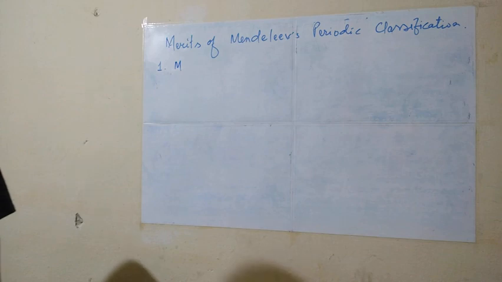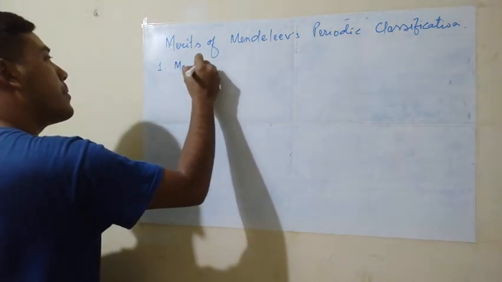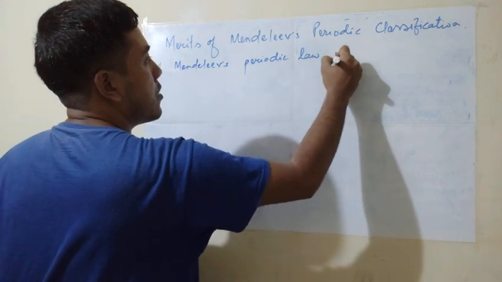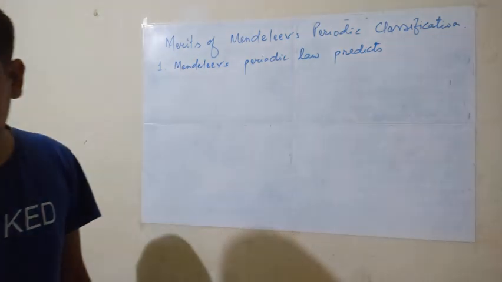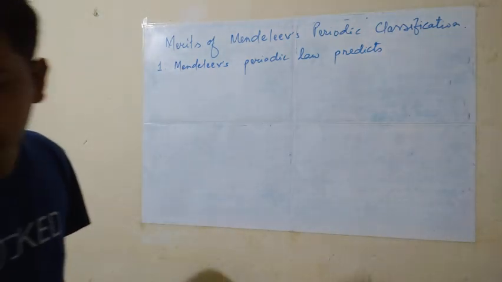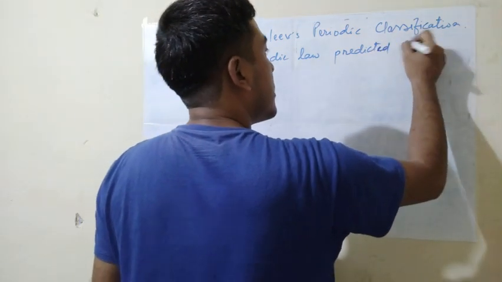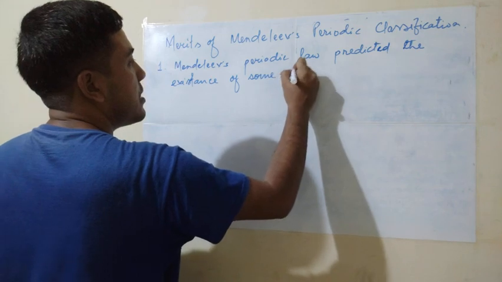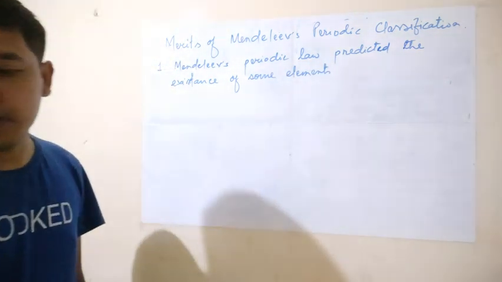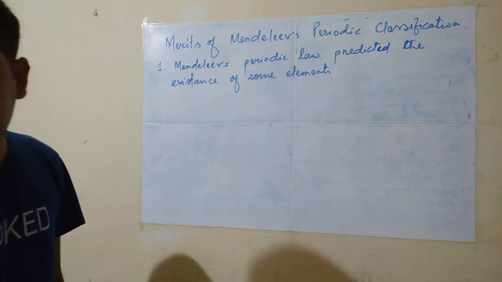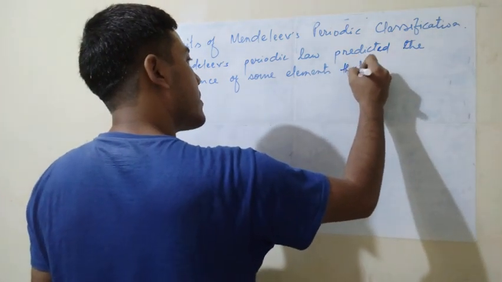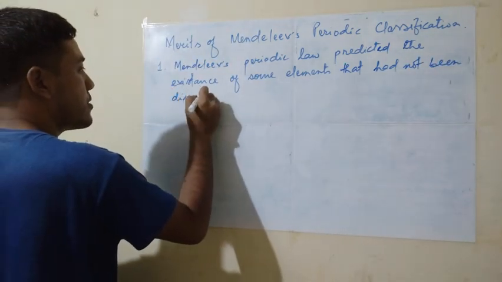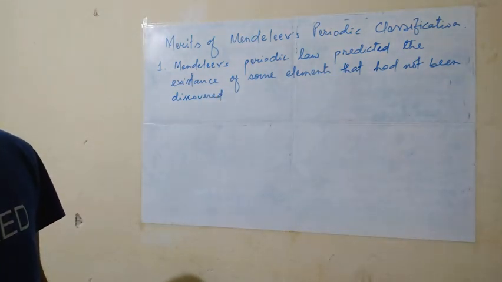Mendeleev's periodic law predicts the existence of some elements that had not been discovered at that time.